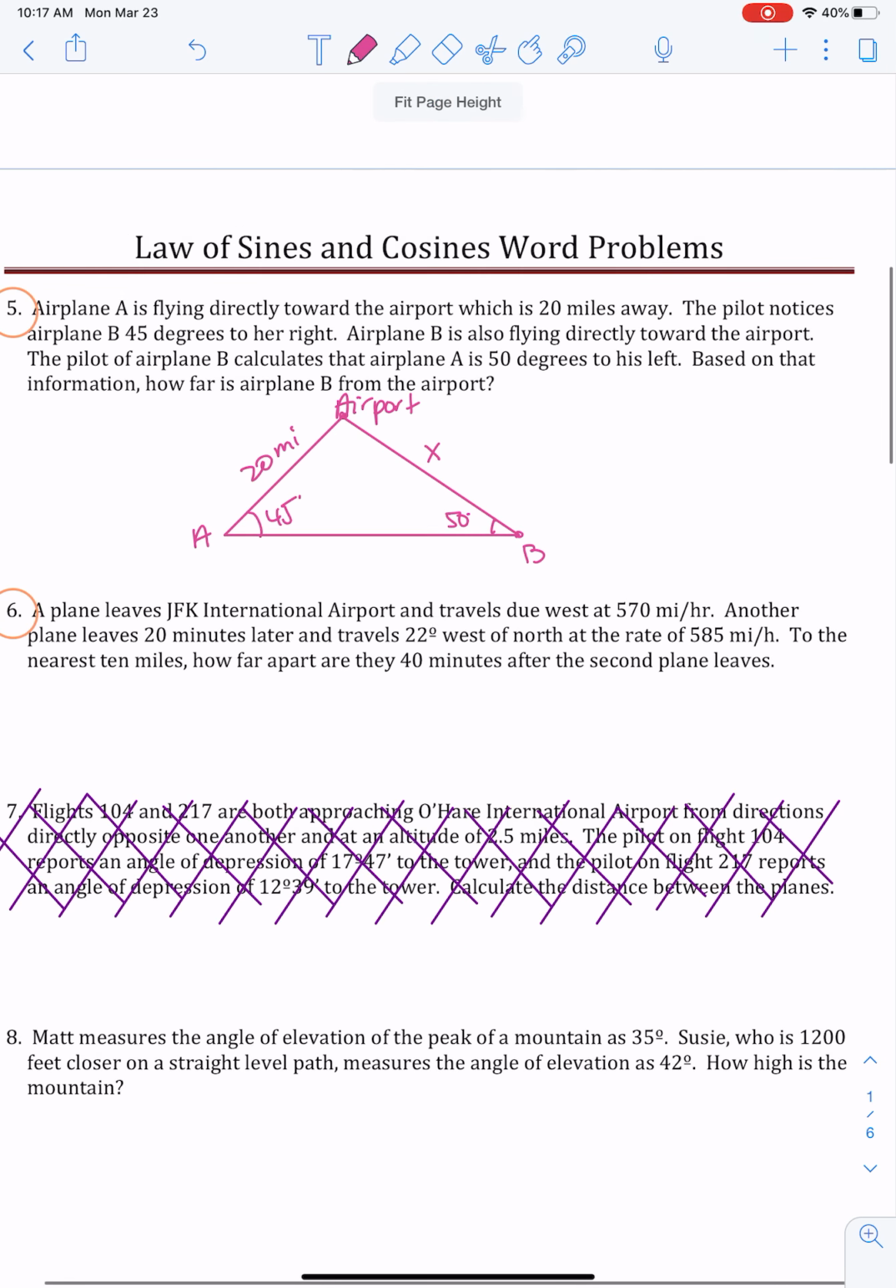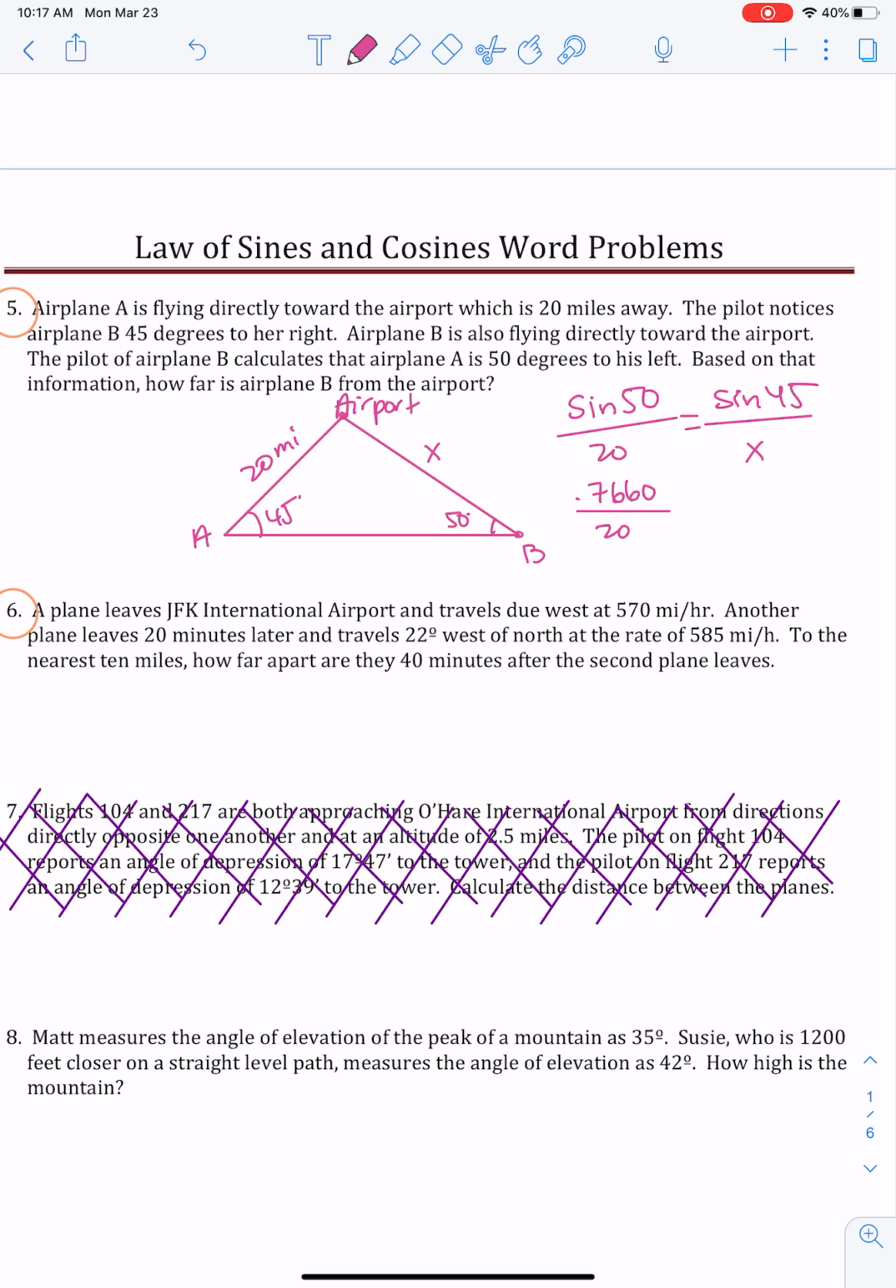So I'm going to use law of sines because I have an angle and a side across from it. So I have sine 50 over 20 miles equal to sine 45 over x. And I'm going to type those into my calculator. Sine 50 is 0.7660. And sine 45 is 0.7071.